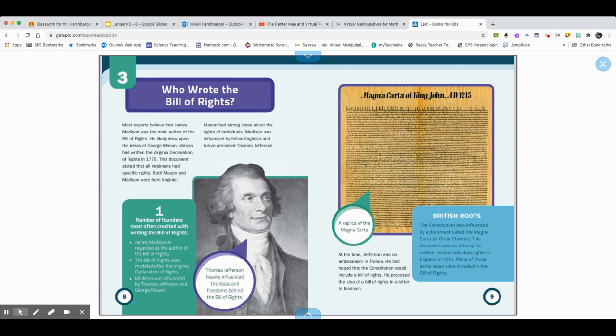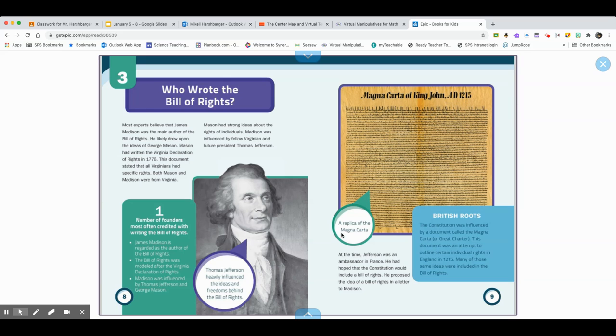All right, on to section 3. Who wrote the Bill of Rights? Good question. So again, but instead of reading the text here, let's take a look at the pictures and other things on these pages. So here is a drawing of somebody with the fancy clothing that we've seen before in the What is the Constitution book. It says Thomas Jefferson heavily influenced the ideas and freedoms behind the Bill of Rights. So this must be Thomas Jefferson. And then over here we can see there's another picture, and it says Magna Carta of King John, AD 1215.